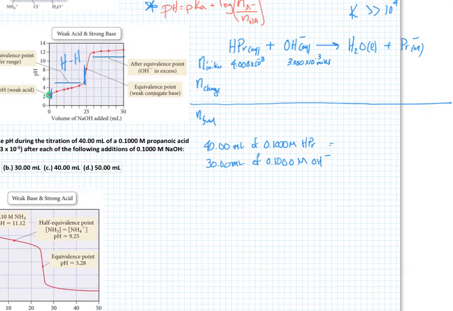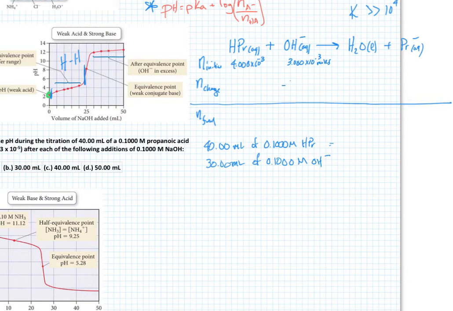This reaction's in a 1-to-1 ratio. So for every one of these that goes away, one of these is going to go away. And so this is really a limiting reagent problem, right? We're going to run out of OH minus before we run out of HPr. And because of that, we're going to end up with 0 moles of OH minus at the end because this reaction completely goes forward. And we're going to end up with some of this left over.